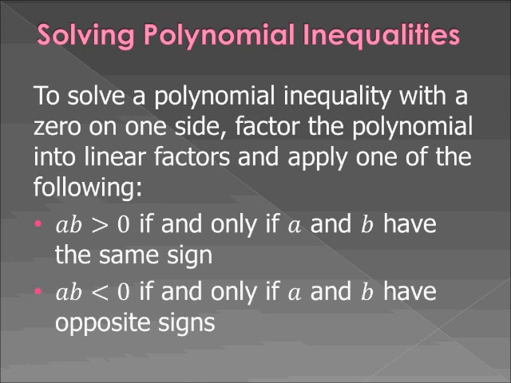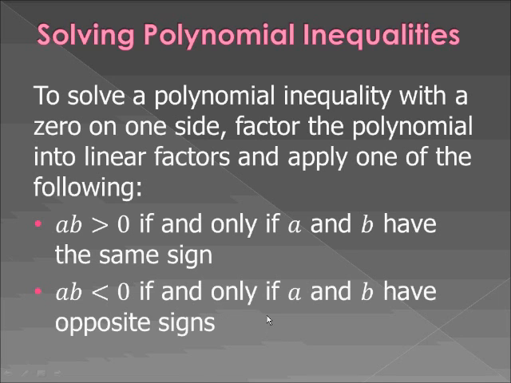Now, to solve these, we're going to use the same steps that we used before. You're going to move all the terms to one side, which leaves a 0 on the other side. You're going to factor just like you did before. You're going to factor into linear factors and apply one of the following. The product of a times b, or if more, a times b times c, is greater than 0 if and only if a and b have the same sign. So a times b is greater than 0 only if a and b are both positive or both negative. Meanwhile, a times b is less than 0 if and only if a and b have opposite signs.